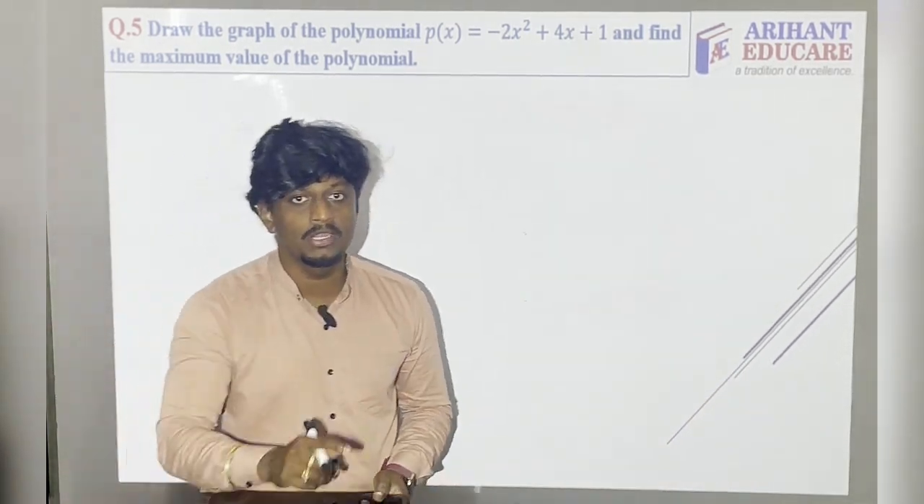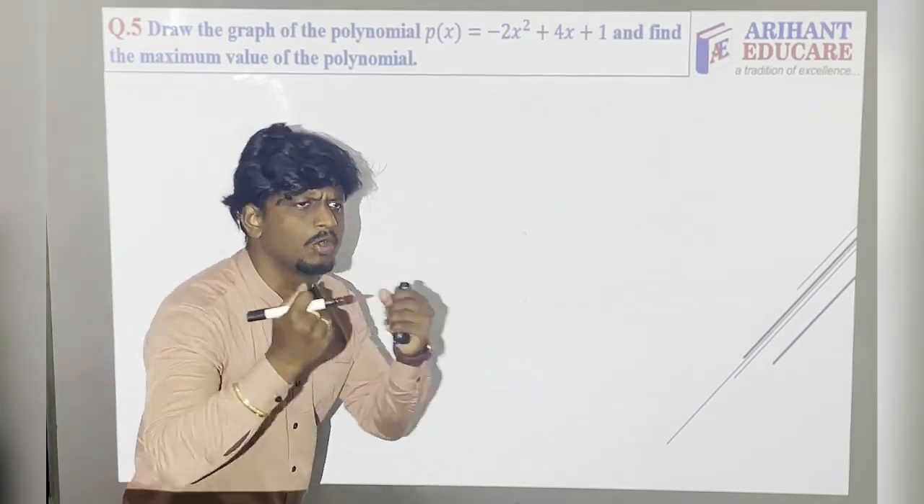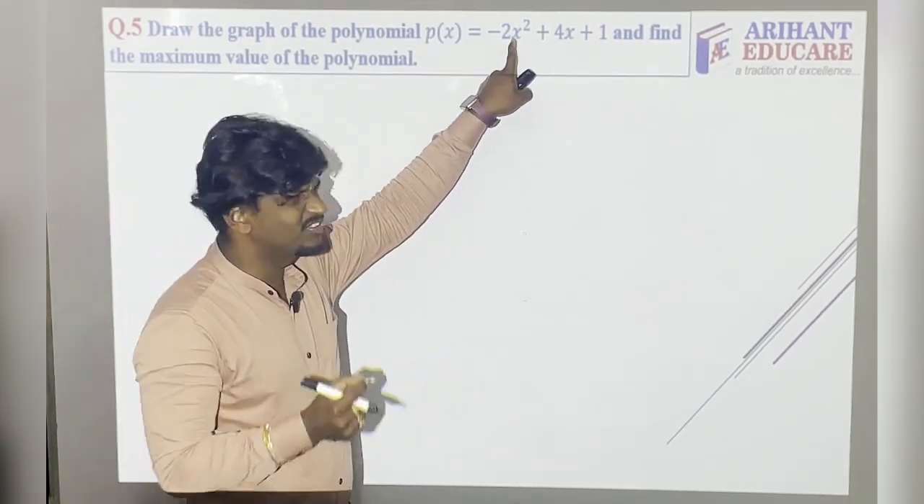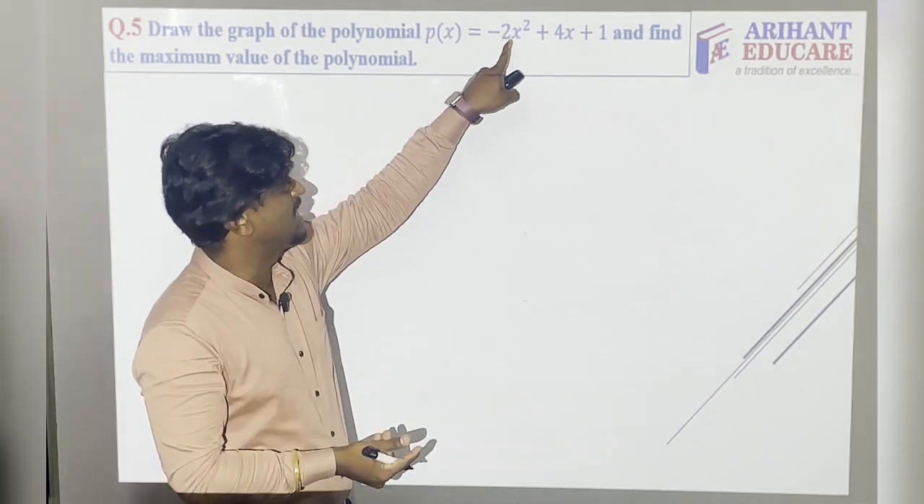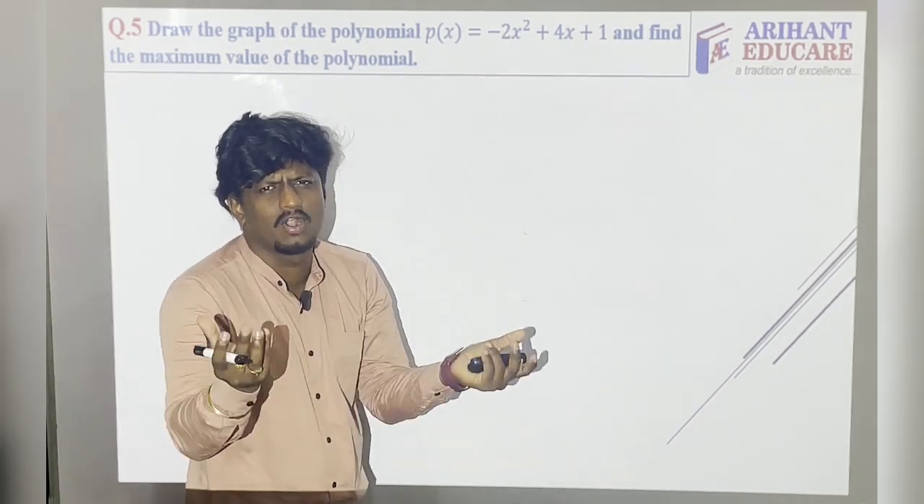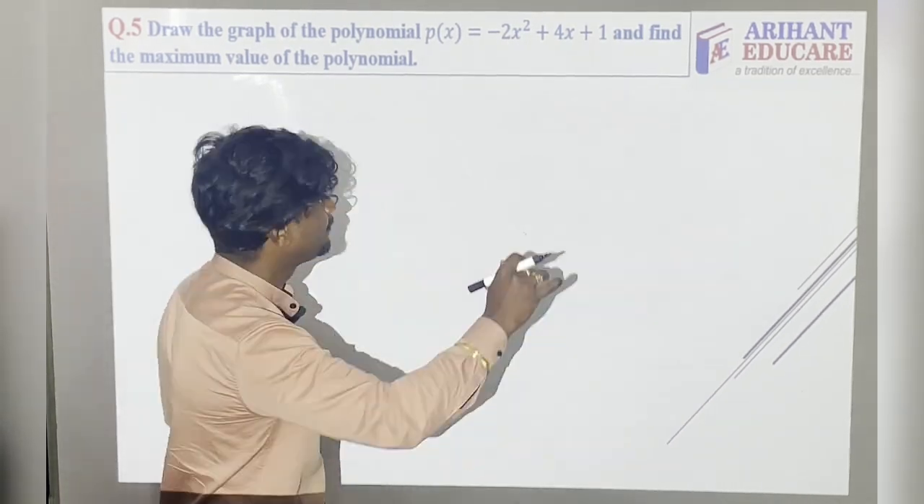You have studied value of the polynomial in 9th standard. What do you mean by value of a polynomial? Value of a polynomial is simple. When you substitute any number instead of the variable and whatever value you get, that is called the value of a polynomial. I'll give you a simple example.